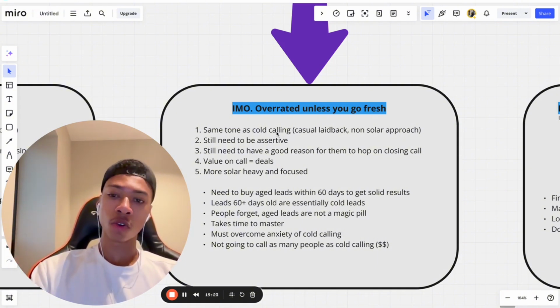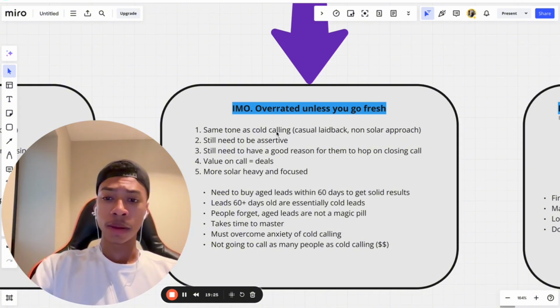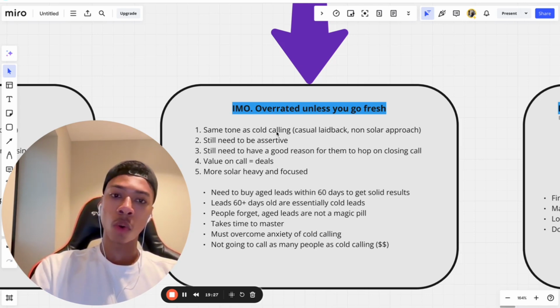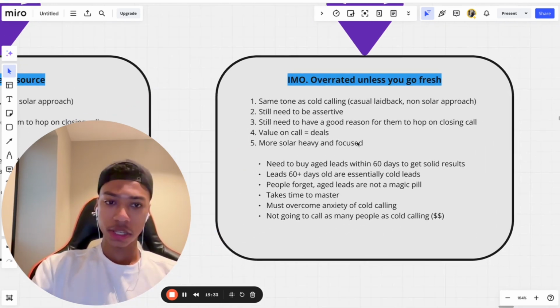But I'm going to be honest, that does not go down very, very well in 99% of cases. So you still need to go in with the cold calling approach, the non-solar approach. You still need to be very assertive on these calls, and you still need to have a good reason for them to hop on that closing call.